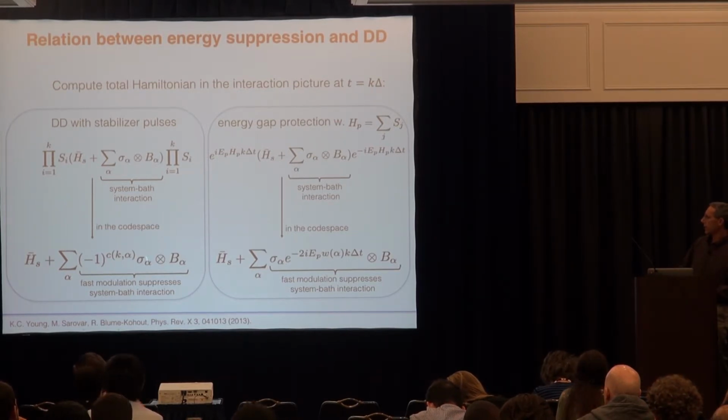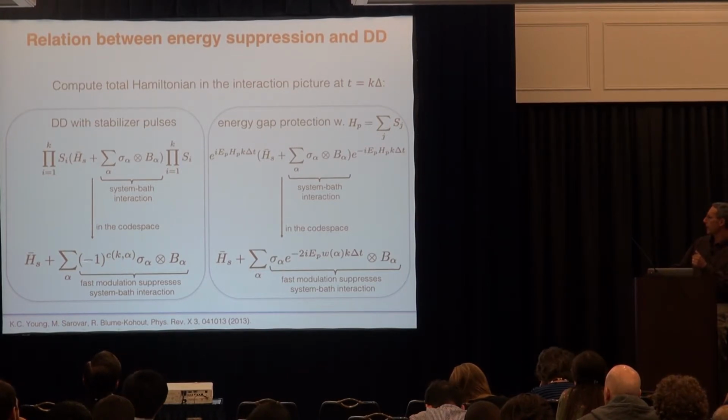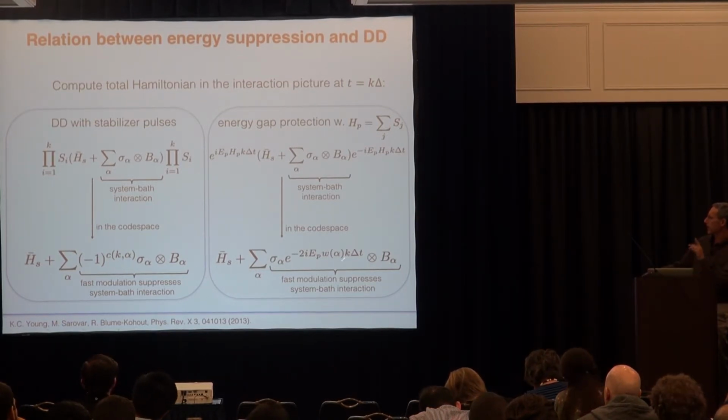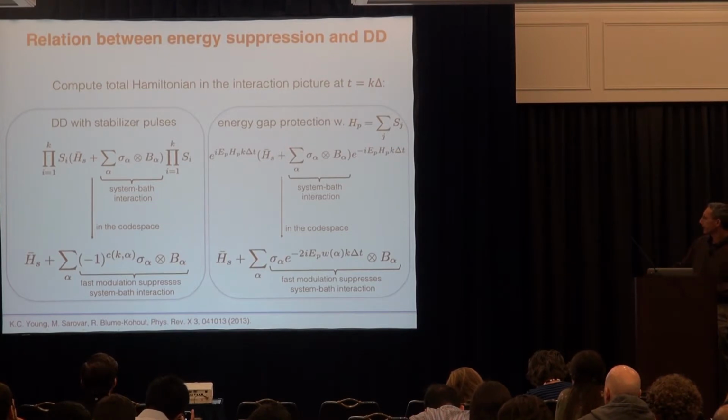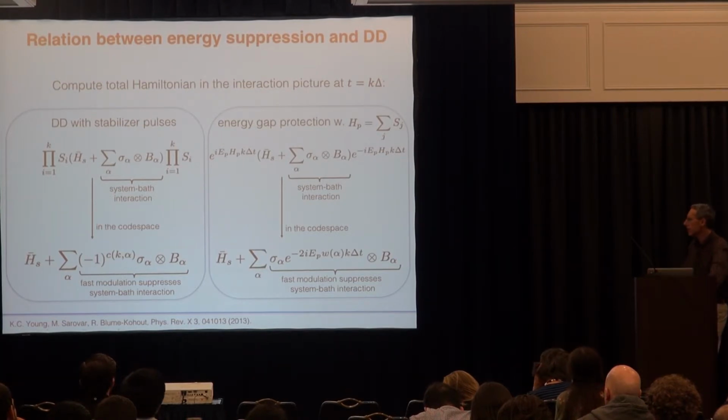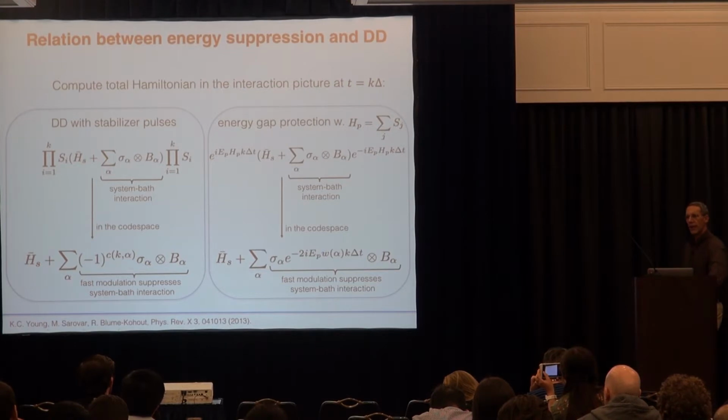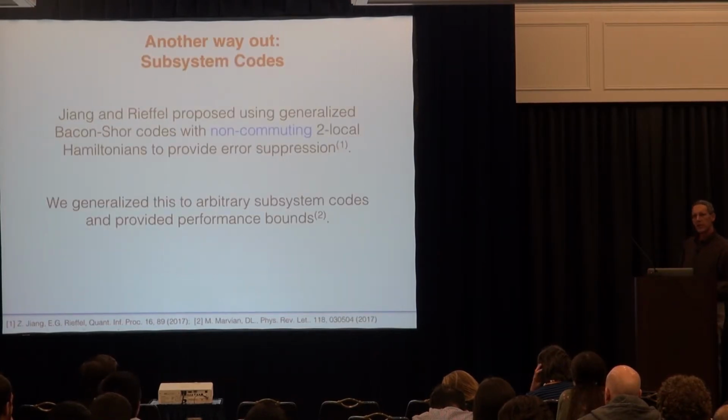The difference is just that here, because there's a switching function, it goes like plus or minus 1, whereas here it's just a general vector rotating. But in both cases, whether you do dynamical decoupling or energy gap protection, what happens is you take the system-bath Hamiltonian and you modulate it fast, and that averages it out, and that's why both schemes seem to work. Okay, so that's all I want to say about dynamical decoupling.